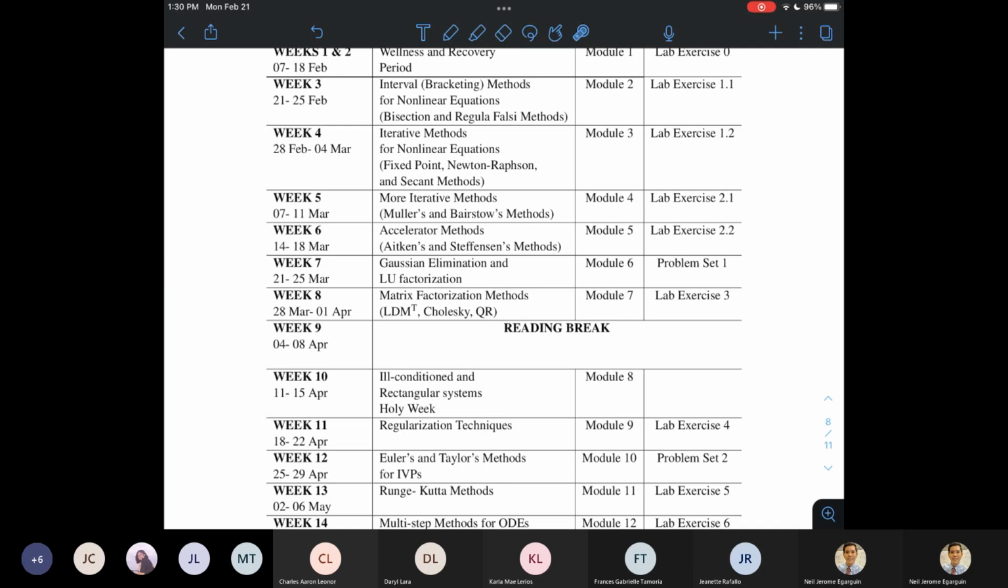Pero that's fine. Okay lang yun sa akin. Pero sana consider nyo na i-prioritize yung 175 kasi naka-lay down na naman yung gagawin natin for the entire semester. So, ito na yung timetable natin for the entire semester. All right?